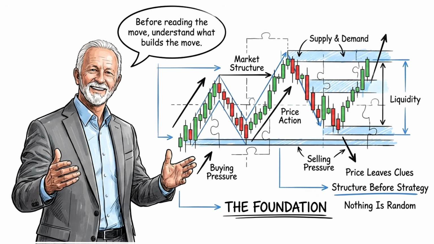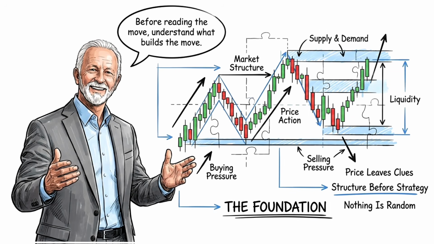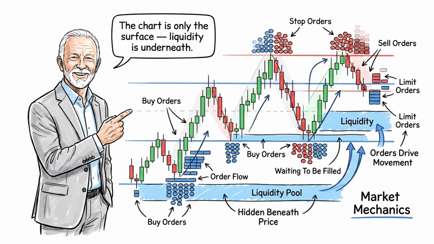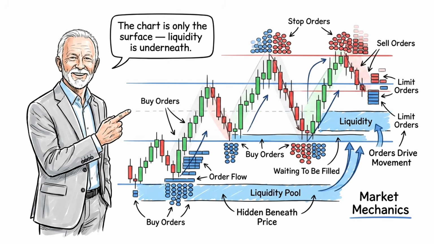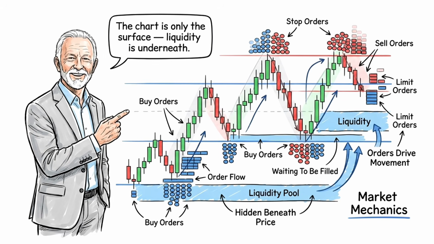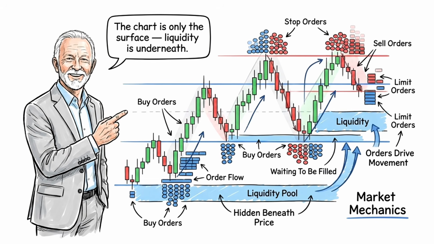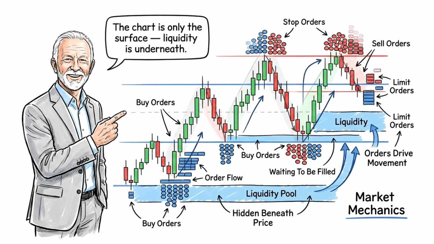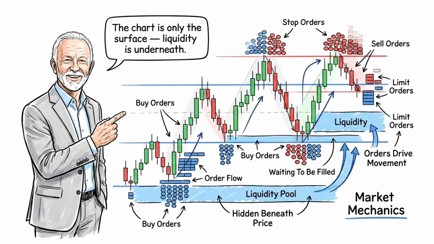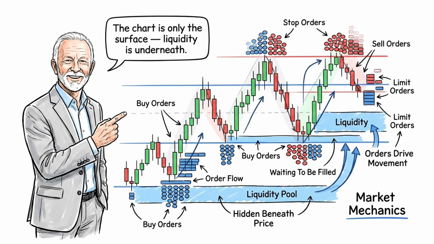Before we talk about traps, we need to build the foundation. We need to understand what the market is actually made of. The market is not a chart. The market is a collection of orders. Buy orders, sell orders, stop orders, limit orders, all sitting at different price levels waiting to be filled. This pool of waiting orders is called liquidity.